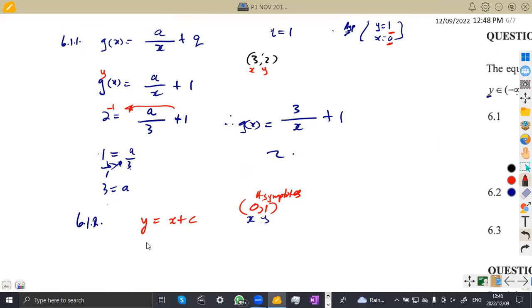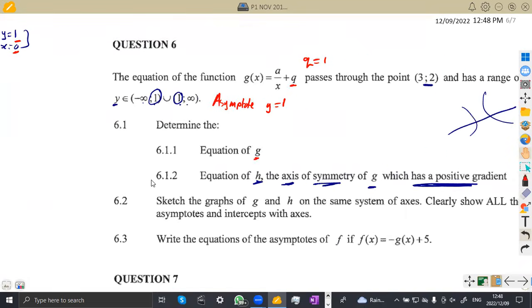The value of y is 1. So 1 is equal to 0 plus c. So that means c is equal to 1. Therefore, the equation is going to be y is equal to x plus c, which is x plus 1. So that's the equation of the axis of symmetry, which has a positive gradient.